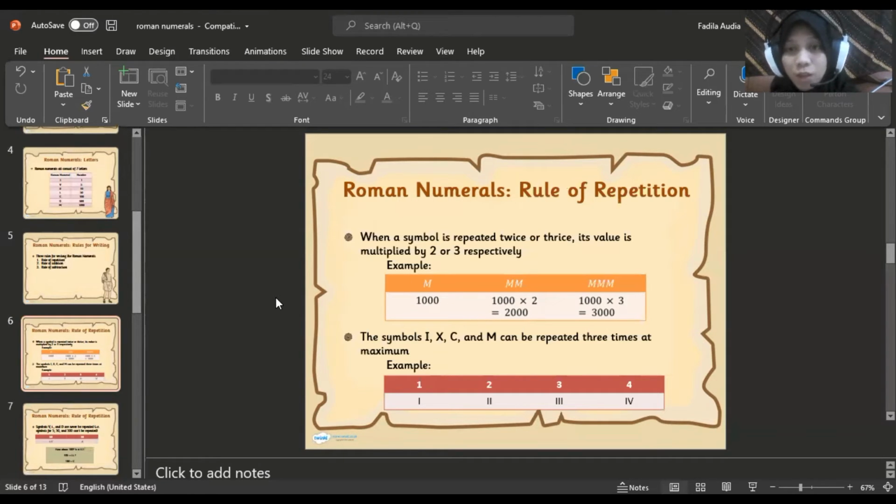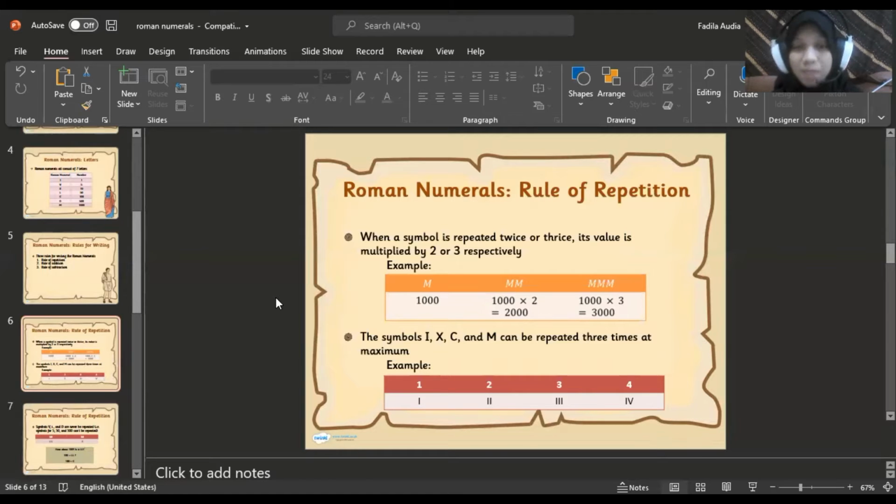Okay, the first, rule of repetition. When a symbol is repeated twice or thrice, its value is multiplied by 2 or 3. Example, if we have M, we know that M is equal to 1000. So MM is equal to 1000 multiplied by 2, which is 2000. Then, if we have MMM, it is 1000 multiplied by 3, which is 3000.